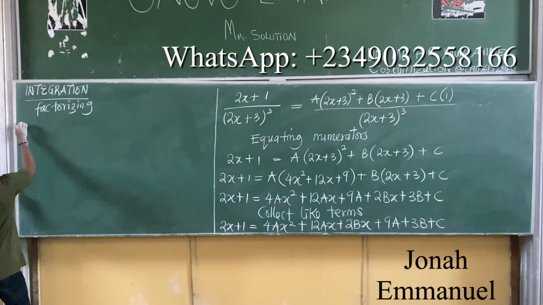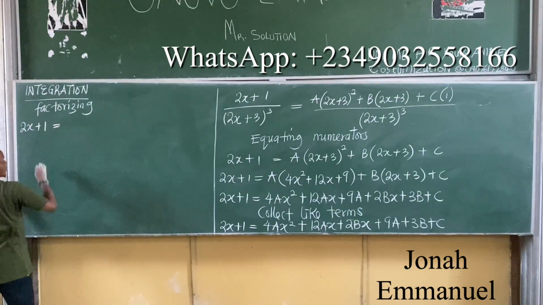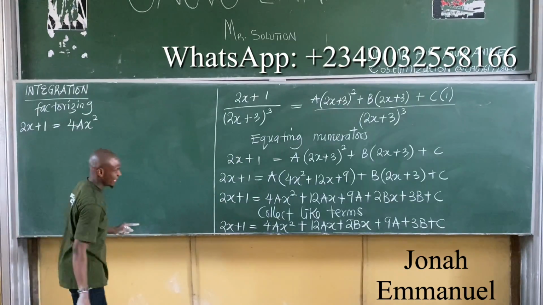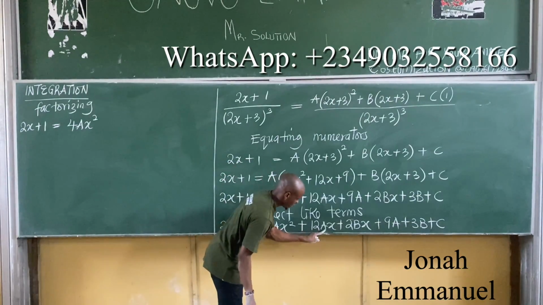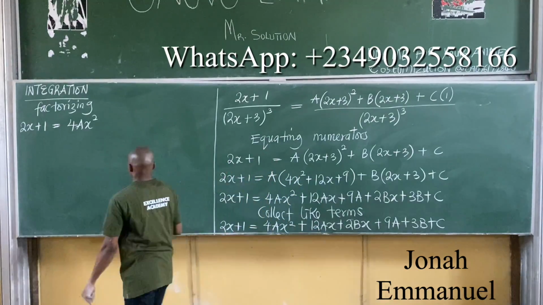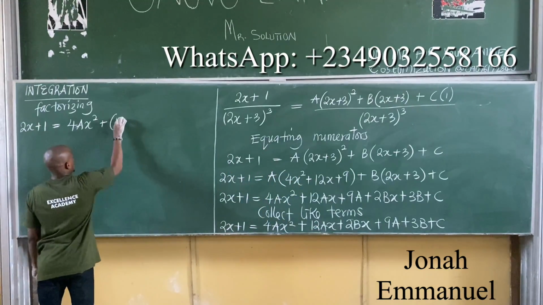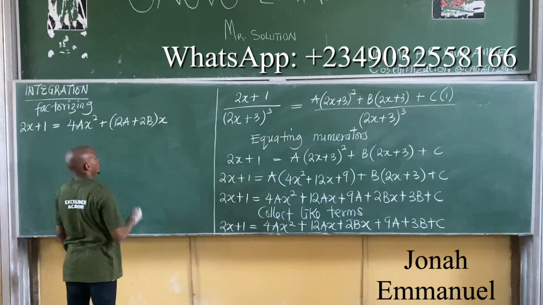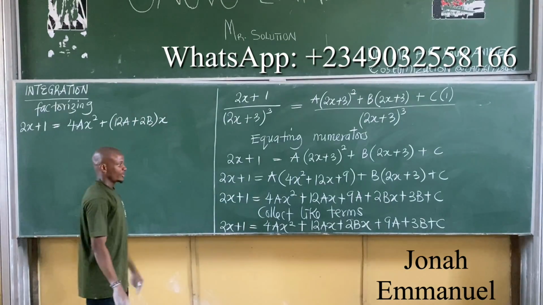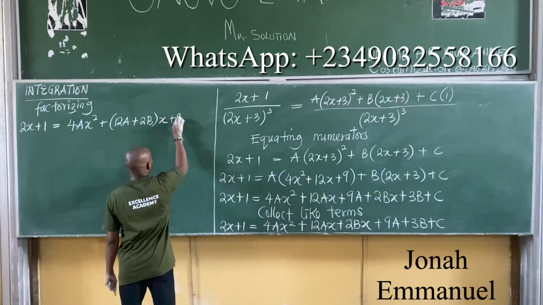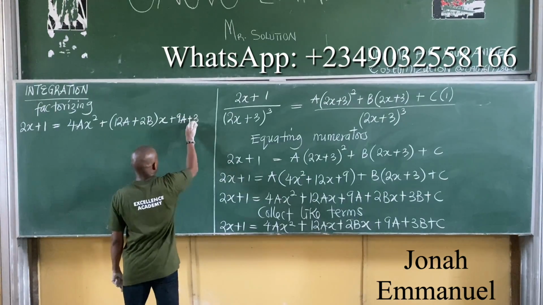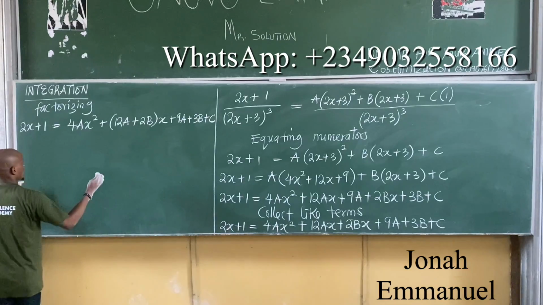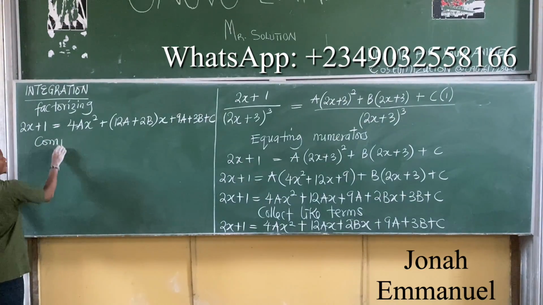Factorizing, I have 2x plus 1 equal to 4ax squared. For the x, I have 12a and 2b. So it gives you plus (12a plus 2b) all into x. For the constant I have plus 9a plus 3b plus c. So I have this. Of course, comparing coefficients.